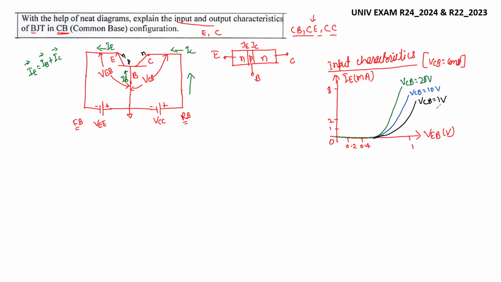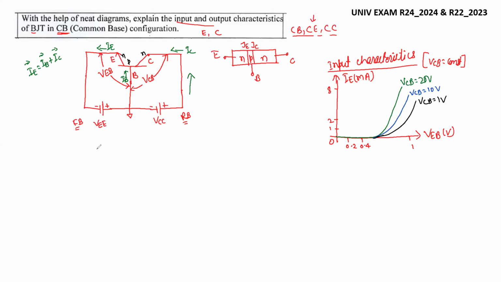So what we are seeing here is, when the reverse bias of the output circuit, between the collector and base, keeps on increasing, you are going to see how the current varies. So when the reverse bias is increased, you are going to get conduction a little early.